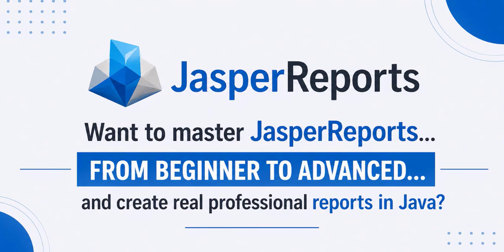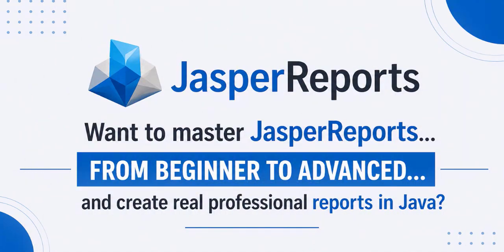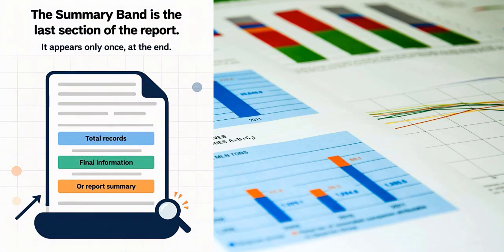In our previous videos, we worked on creating reports, connecting them to a database, and improving the overall design. In this video, we are going to work on the summary band. As you know, the summary band is a section that appears only once at the end of the report. It is used to display final calculations, total values, or all report information.